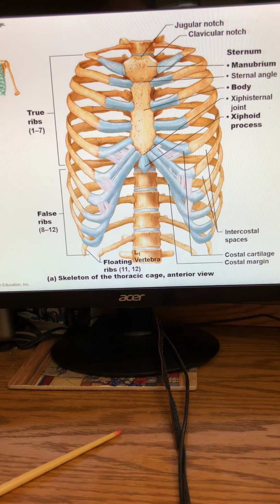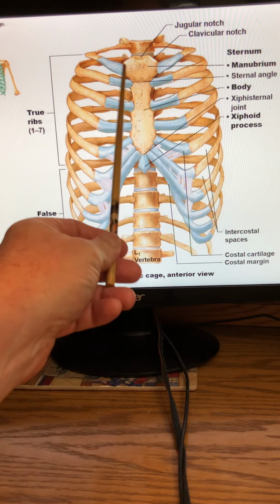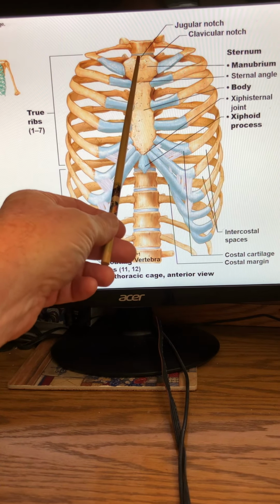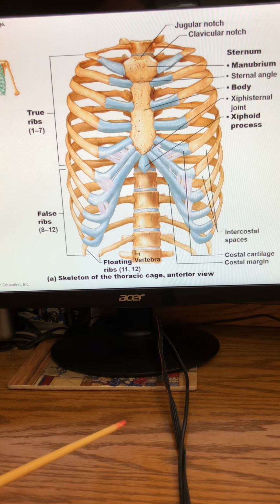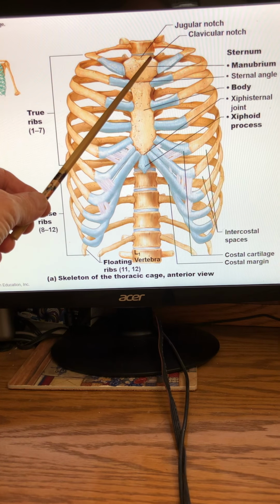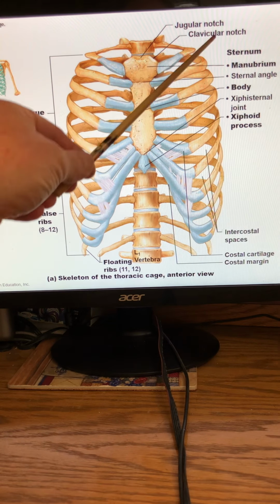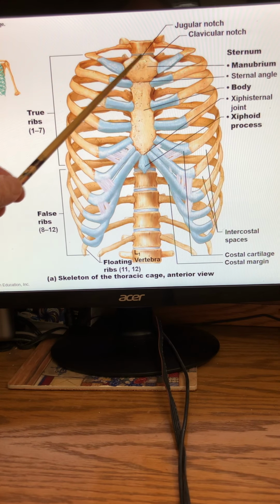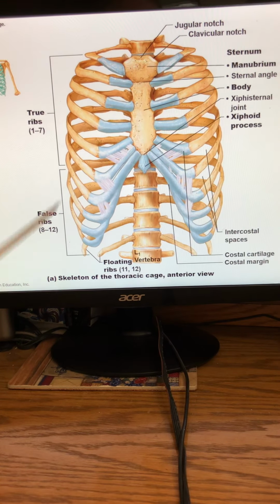xiphoid process. So as you just follow that down, the sternum begins with the manubrium, and manubrium means badge in Latin, and it really does look like a little badge. So we've got the jugular notch in the front. We're going to have the clavicular notch here, and that's where the clavicle or collarbone will attach. Then we're going to have the sternal angle, which will then go to the body of the sternum, and then we're going to have the xiphisternal joint, which will go to the xiphoid process.